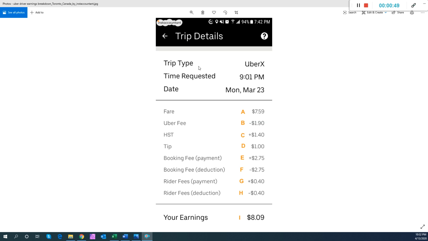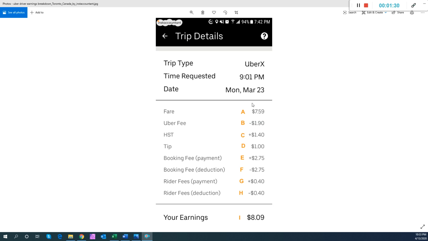So I have a screenshot of this Uber driver. He had an Uber X ride on this date and time, and the earnings that he got were $8.09. So let's have a look at how this $8.09 is calculated, and also we'll be discussing other calculations as well, like HST. What I've done is I've labeled each amount on the screen. More or less, each driver would have all these amounts present in their trip earnings as well.